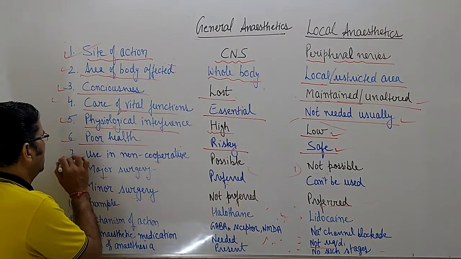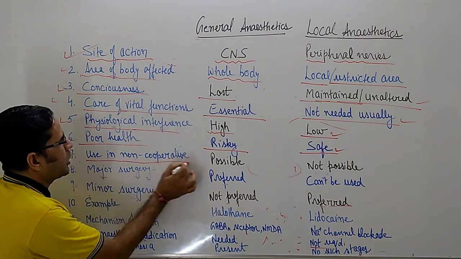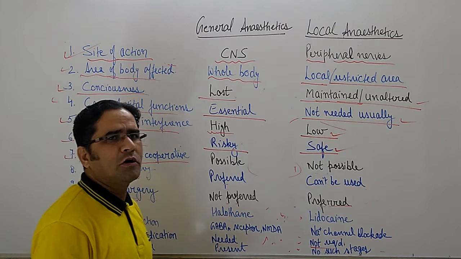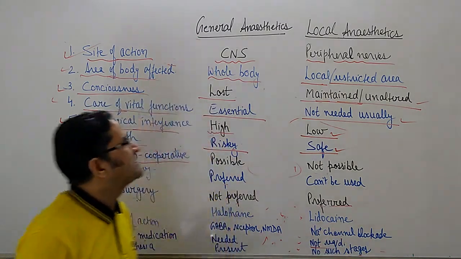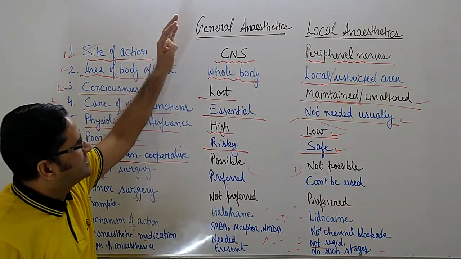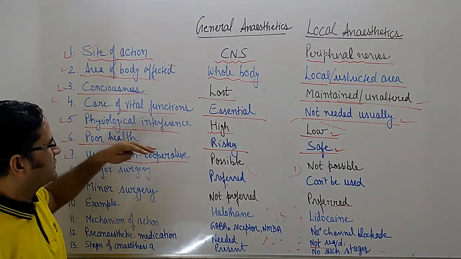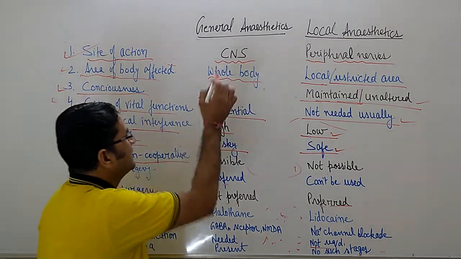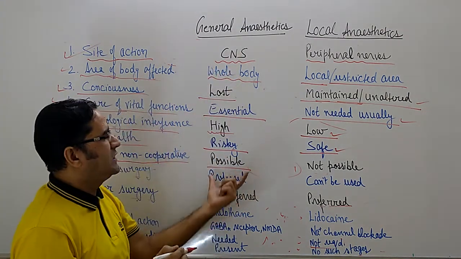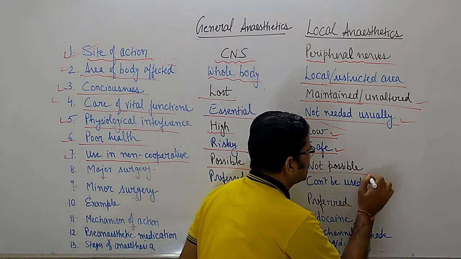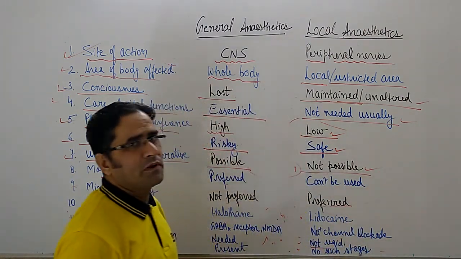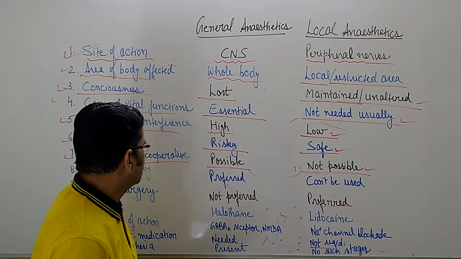Next difference, on the basis of use in a non-cooperative patient. Non-cooperative patient means the patient is unconscious. If we are using general anesthetic in a patient who is non-cooperative or unconscious, the use is possible, we can easily use it, but it is not possible in case of an uncooperative patient or non-cooperative patient.